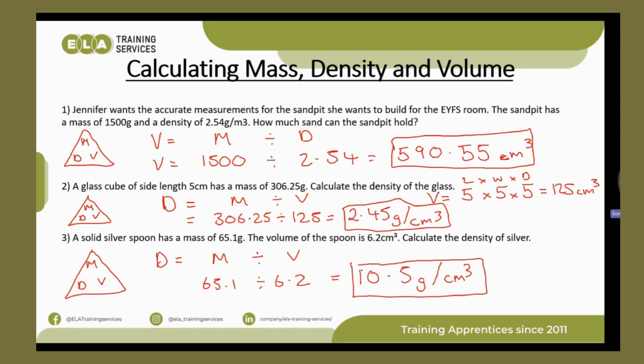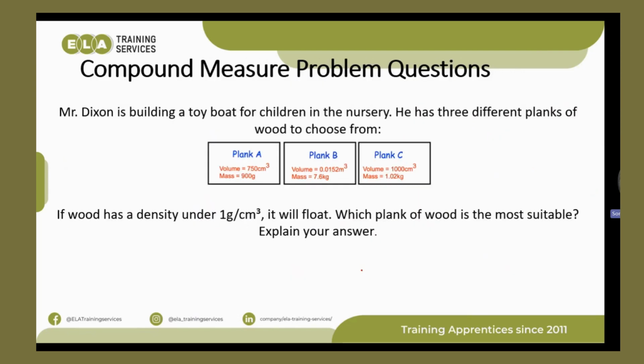So that is all the calculations that you need to work out compound measure. What we're now going to have a look at is problem questions. So Mr. Dixon is building a toy boat for children in the nursery. He has 3 different planks of wood to choose from. If wood has a density under 1 gram per centimetre cubed, it will float.